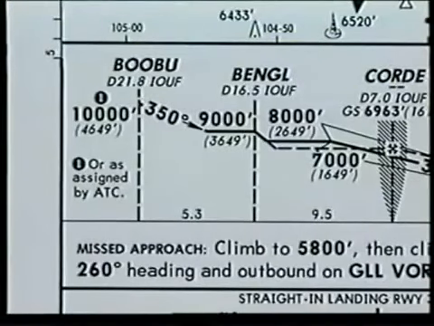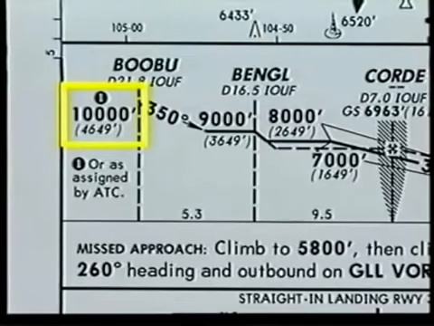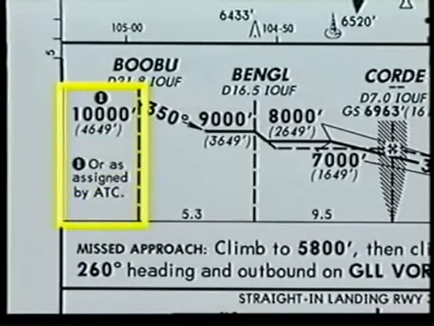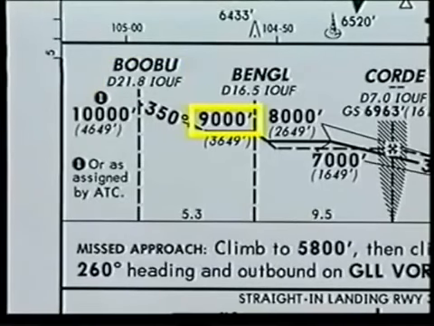This approach shows various step-down fixes which are used to help you descend to a lower altitude. The circled number refers you to a note located elsewhere on the chart. This note indicates that you should maintain a minimum altitude of 10,000 feet unless you are assigned a different altitude from ATC. After you have passed the Boo-Boo intersection, which may be identified by the 21.8 DME of the ILS localizer, you can descend to an altitude of 9,000.